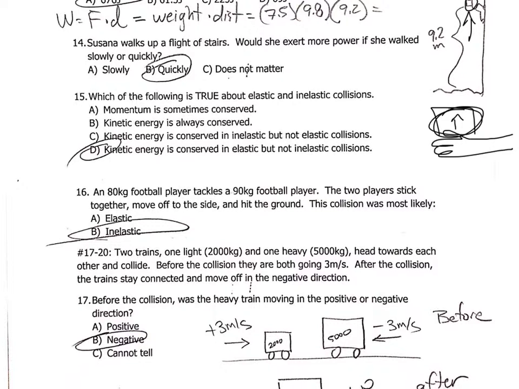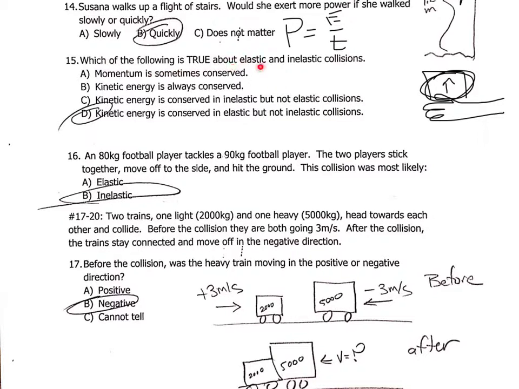For question 14, Susanna walks up a flight of stairs. Would she exert more power if she walked slowly or quickly? So we have that power is equal to energy per time. Whoa, that's an E. So if this is less, this is more. Like dividing by a really small number makes this large. So if she walks quickly, that means less time, meaning more power.